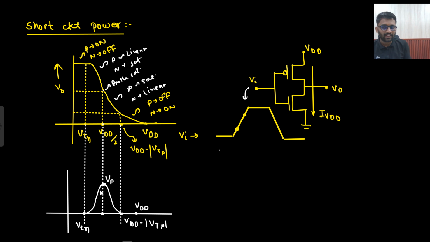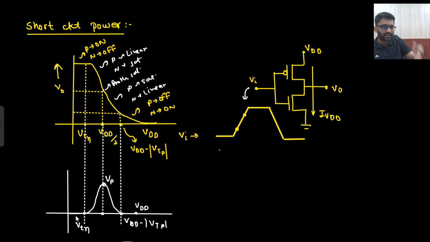So basically, I am not going to write the expressions. Expressions are not important. If they are asking you what is the short circuit current, you will tell them that if my input rises, it will have a finite rise time and fall time. And then after crossing VTP, both transistors will turn on. If both are turning on, that means from VDD to ground, I will have a current. I will not say it is a short circuit current, but I will have a current.